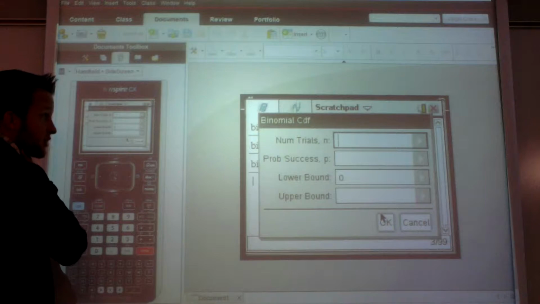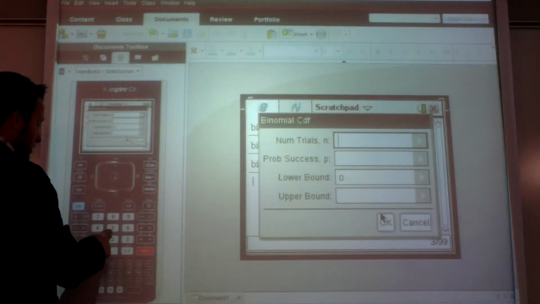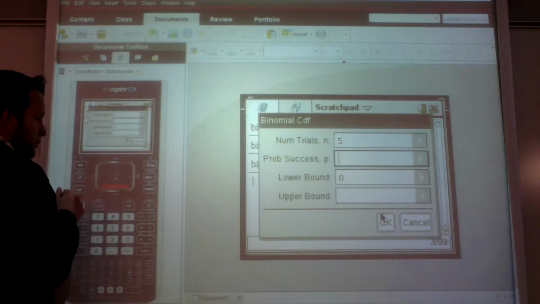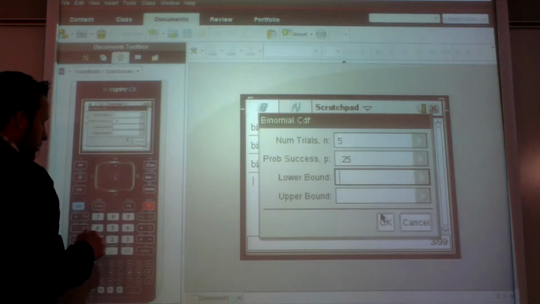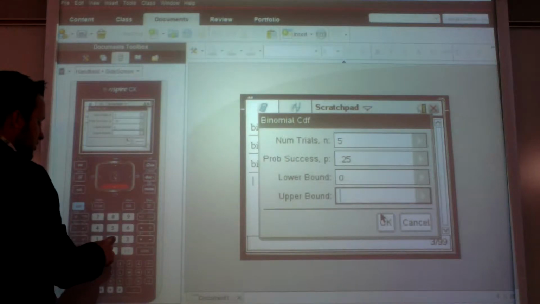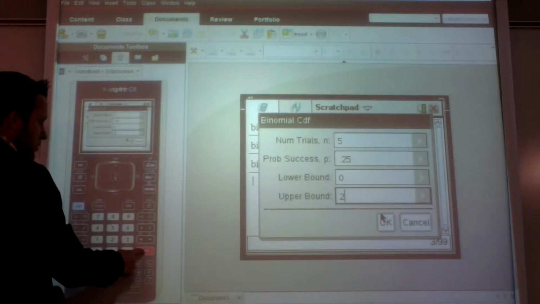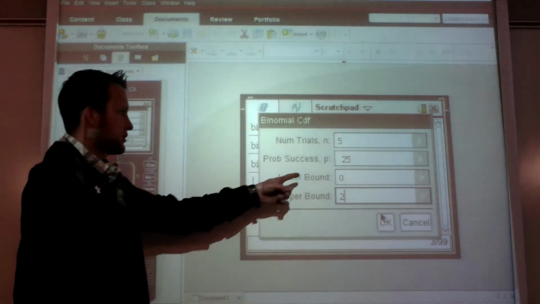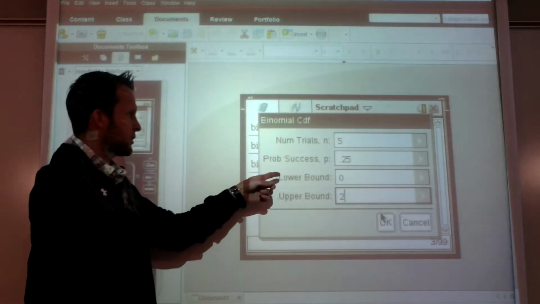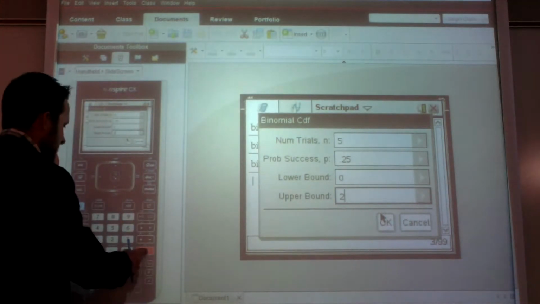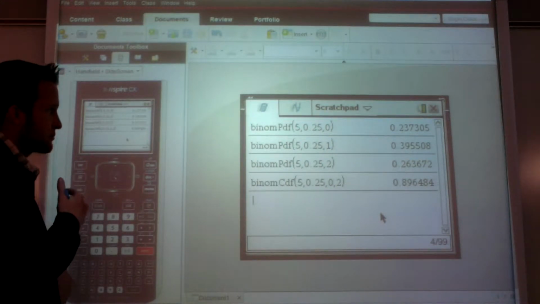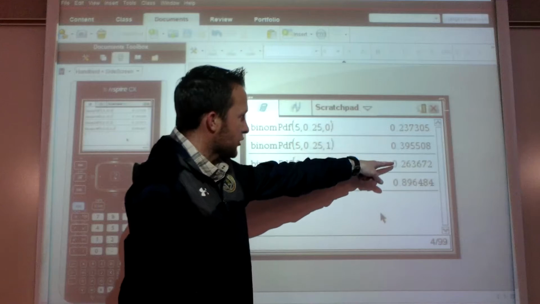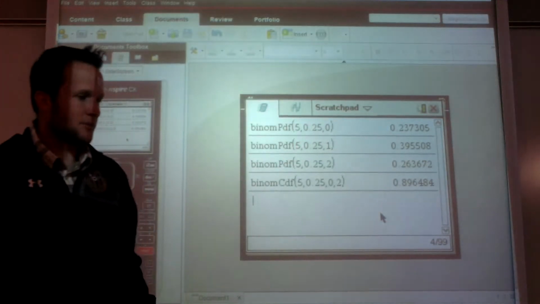Now notice here, it's going to ask for similar things, number of trials. We're doing 5 questions. Probability of success is 0.25. And the lower bound in this case is going to be 0. Upper bound is 2. Because we're saying fewer than 3, so it could be 0, 1, or 2. So I did min and max, but min is lower bound, max is upper bound. Same concept. And notice you get 0.896, or like 90%. Guess what you would get if you added those 3 up? You get the same thing.